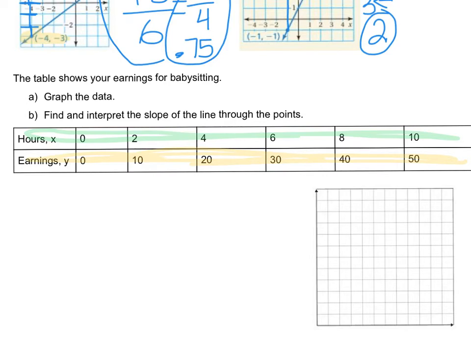And we're going to want to label our graph because every good graph has labels. So the first thing I want to write is the title. And it says it's your earnings for babysitting. So, babysitting. And then we have our x-axis. Remember, this here is our x, and that's our y. So our x-axis should be labeled hours. And our y-axis should be earnings.